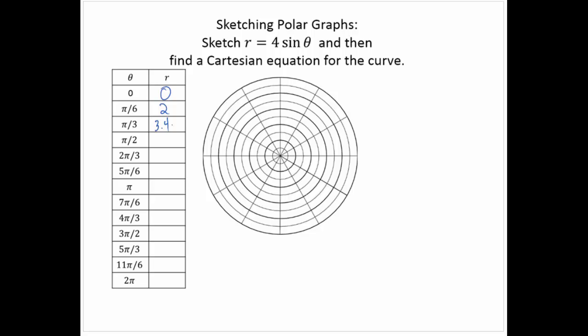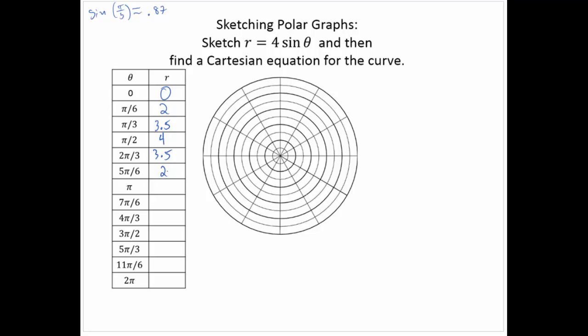Sorry, I was a little mistaken there. The sine of pi over 3 is approximately, I said 0.85, it's about 0.87. Not a huge difference, but 0.87 times 4 is 3.48. So that's about 3.5. All right, pi over 2, the sine of pi over 2 is 1, so multiplying that by 4 is 4. 2 pi over 3, the sine is, again, 0.87, so multiplying that by 4, we would again get 3.5. 5 pi over 6, the sine is positive 1 half, so we'd have a 2 here.